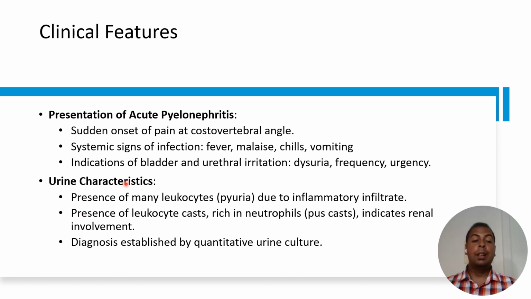When doing a urinalysis, you may find the presence of many leukocytes, so a high white blood cell count in the patient's urine. You're going to see leukocyte casts. You're going to see it being rich in neutrophil pus casts, which may indicate renal involvement rather than a lower urinary tract infection. The diagnosis would be established by quantitative urine culture, which may isolate the organism causing the pyelonephritis.